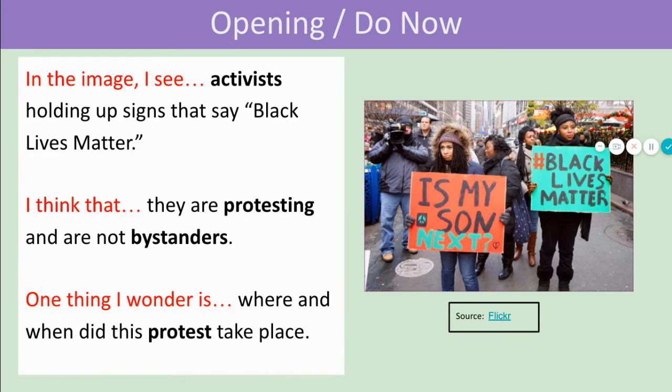Students may say, in the image, I see activists holding up signs that say Black Lives Matter. Some may say, I think that they are protesting and are not bystanders. Students may say, one thing I wonder is, where and when did this protest take place?